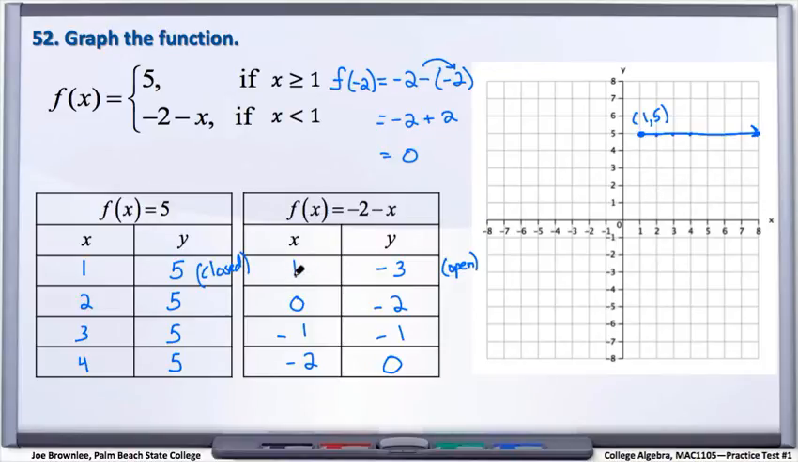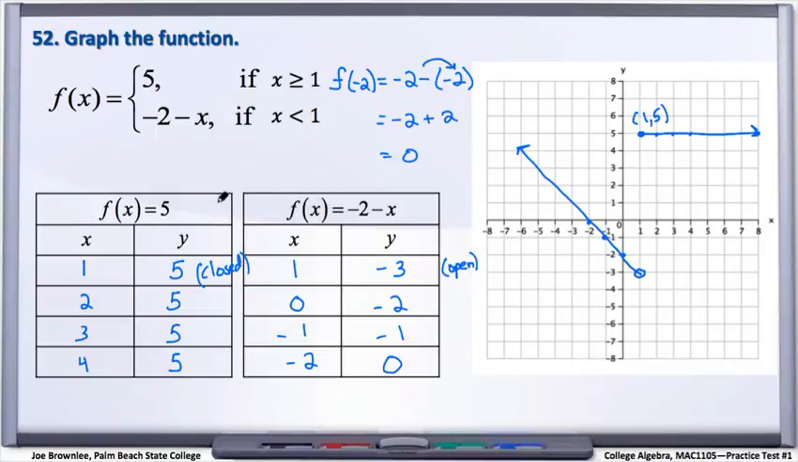All right, let's graph 1, negative 3, keeping in mind that this is an open circle because our inequality was simply x is less than 1. So 1, negative 3, we'll graph it, but it'll be an open circle. 0, negative 2, go ahead and graph. Negative 1, negative 1, right here. And negative 2, 0, right there. And so we'll go ahead and continue that line through. All right, so there is our piecewise function number 52.